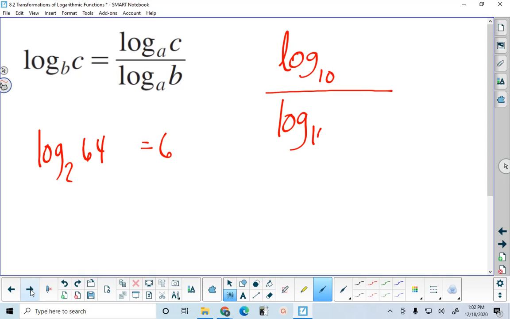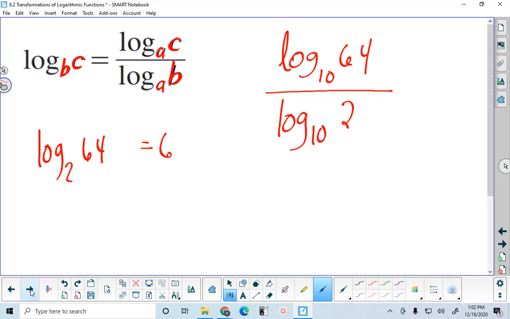We do have a log base 10 button on our calculator. What this change of base formula is saying is if we want to change from log base 2 to log base 10, we're going to be dividing 2 logarithms. The logarithm on the top will be the logarithm of the original argument, in other words, log of 64. And the logarithm on the bottom is the new base logarithm of the old base.